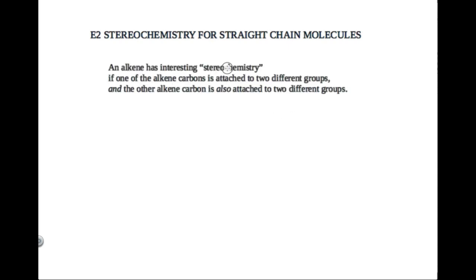An alkene has interesting stereochemistry if one of the alkene carbons is attached to two different groups, and the other alkene carbon is also attached to two different groups. For example, this alkene has interesting stereochemistry because carbon 1 is attached to two different groups, a methyl and an ethyl, and carbon 2 is also attached to two different groups, a methyl and an ethyl. How would we describe the interesting stereochemistry here? Well, we could say that this methyl group is cis to this methyl group, and this methyl group is trans to this ethyl group. That's how we could describe the stereochemistry.